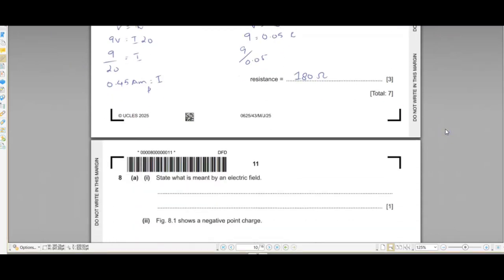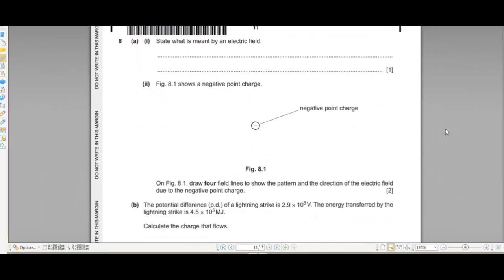Okay, question number 8. Part A, state what is meant by an electric field. Electric field is a region where an electric charge will experience a force. So it's a region where an electric charge will experience a force.